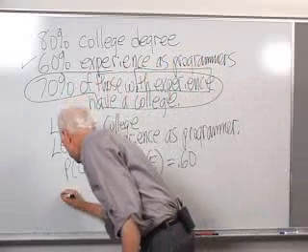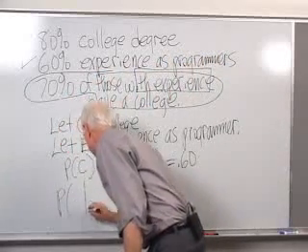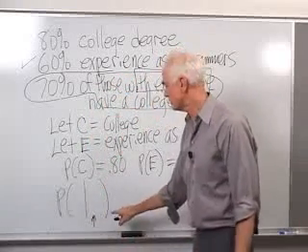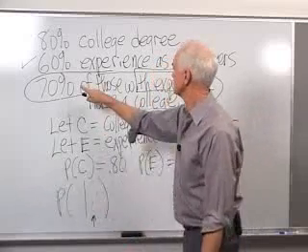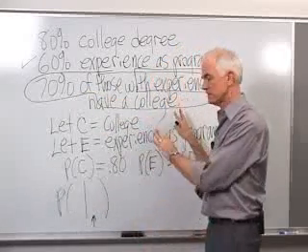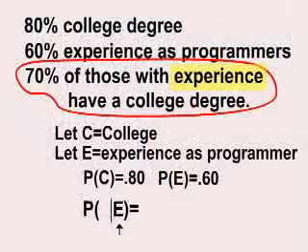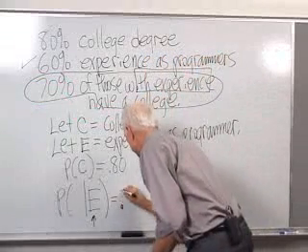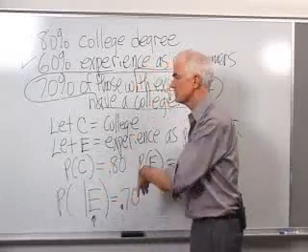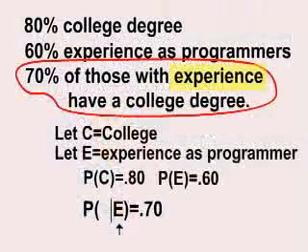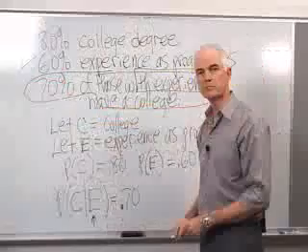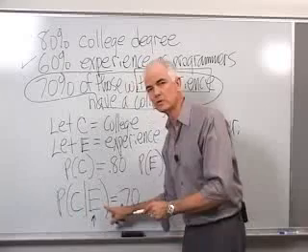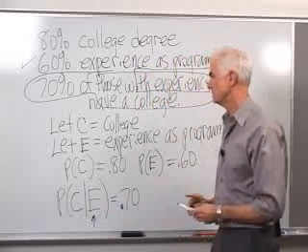So when we begin to write this particular conditional probability, we want to start off focusing on what is the given part, what is the symbol or the letter that we put to the right. Well, since it's 70% of those with experience, experience goes here as a given condition. And that equals 70%. 70% of those with experience have a college degree. So we write the college part here, and we read this: the probability that you have a college degree, given that you have experience as a programmer, is 0.70.